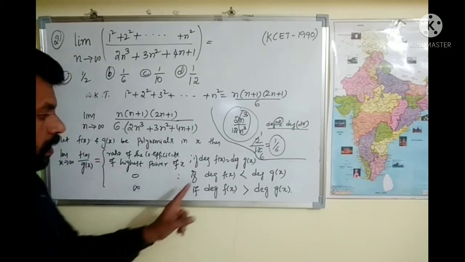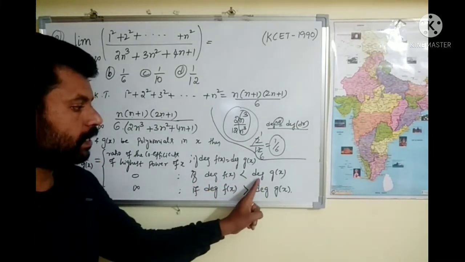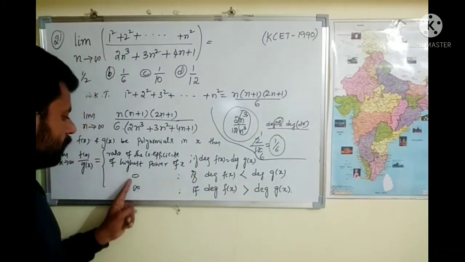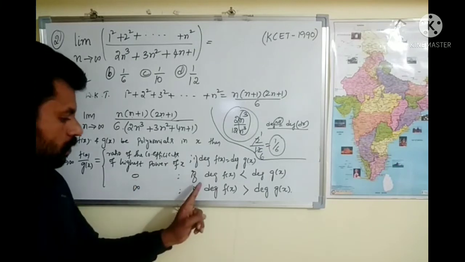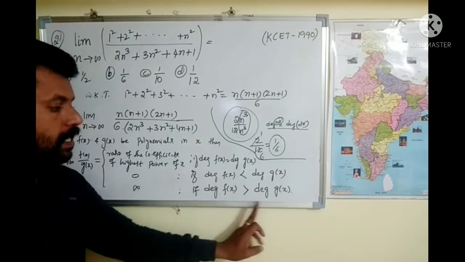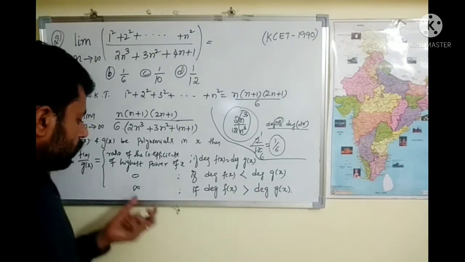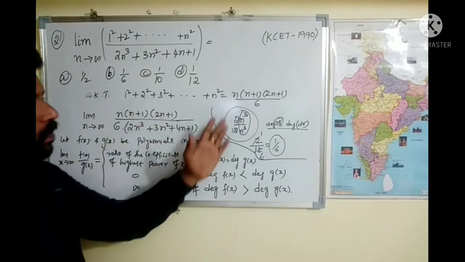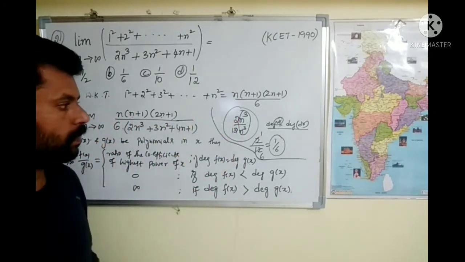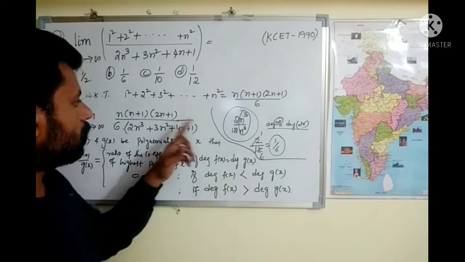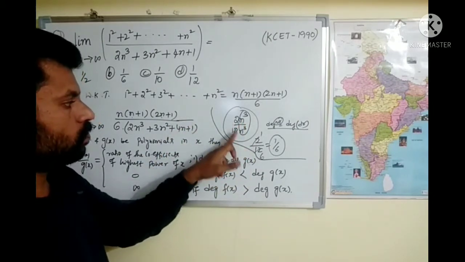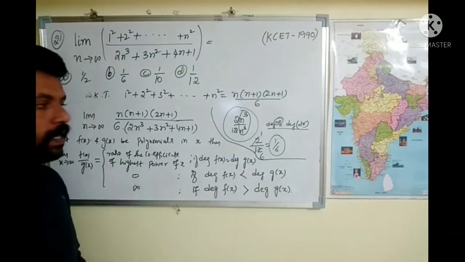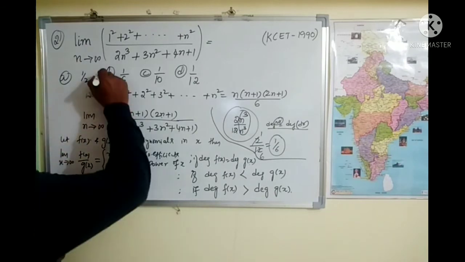But suppose the degree of f of x is less than the degree of g of x. Then we directly consider the value to be 0. Next, if the degree of f of x is greater than the degree of g of x, we directly consider the limit to be infinity. But in the given problem, the degree of the numerator is equal to the degree of the denominator. That's why we consider the coefficient of n cube, which is 2 in the numerator and 12 in the denominator. 2 divided by 12 is 1 by 6. This is the required solution. Here option B is correct.